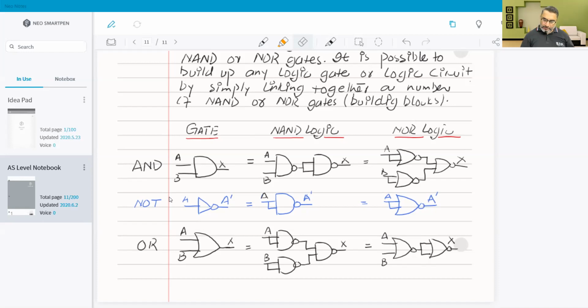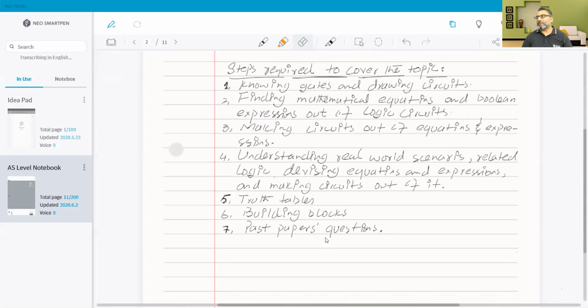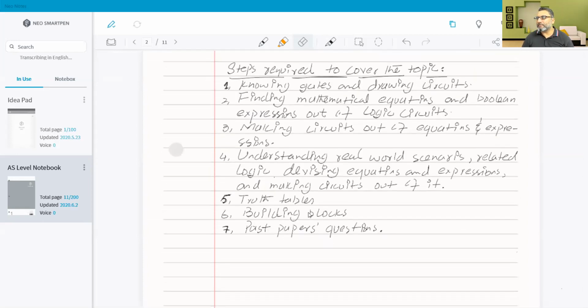Let's get back to the steps that we required. Now, truth tables are covered, building blocks are covered, multi-input logic gates are covered. Let's now cover the scenarios, real world scenarios in past papers together.